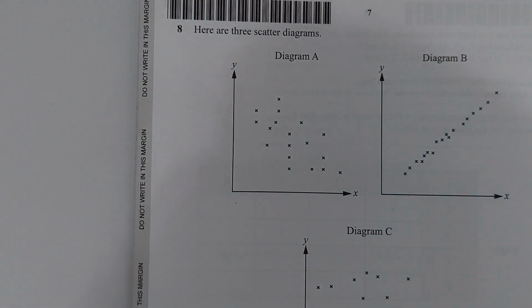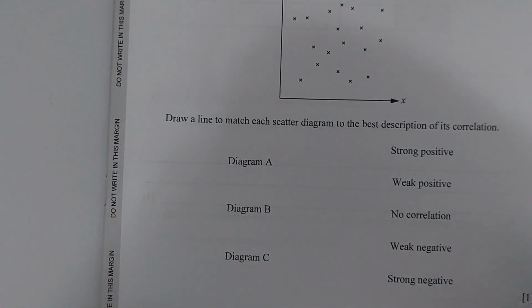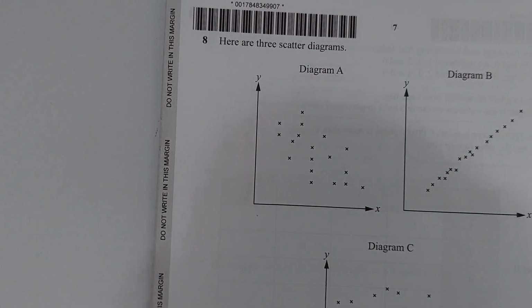Look, diagram A, if you look at all the dots, all the points, actually the tendency is going down. So this one is negative. But if you look at the options, there is weak negative, strong negative. Now, this one will be weak. Why? Because it's not very obvious that the tendency of the points is going down, but it looks like it's going down.